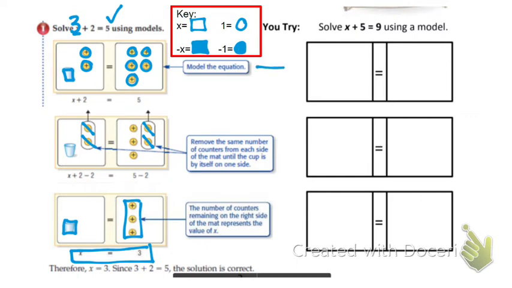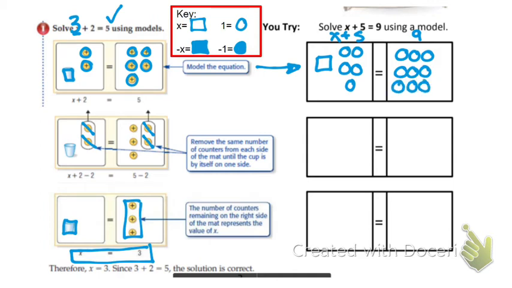The first thing we're going to do is model the equation. So we have x plus 5 equals 9. I'm going to put the x and 5 positives. So 1, 2, 3, 4, 5. Notice they're all open. Then we have on the other side of the equal sign, 9. So this is the x plus 5, and this is the 9. I'm going to draw 9 positives. Now that I have modeled it, in the next one I'm going to redraw it again, just so you see the steps.